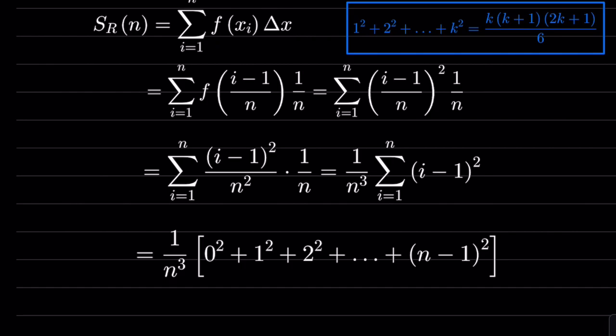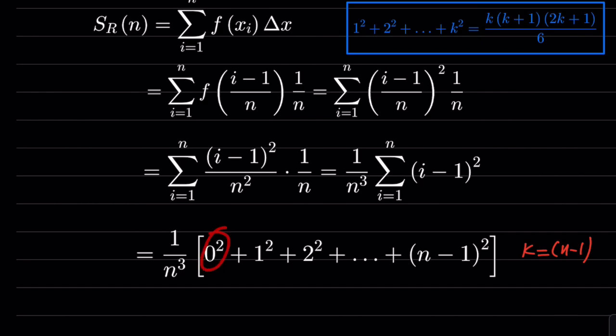And for that, we had a formula. So this is a formula that you can use. If you add up the squares of natural numbers starting from 1 all the way to k, you have this nice formula. And in this case, k is n minus 1.